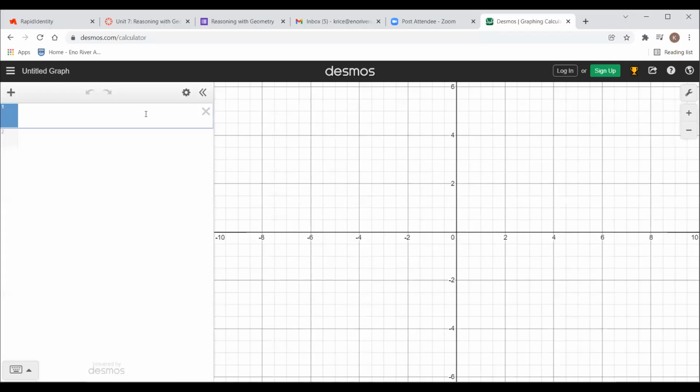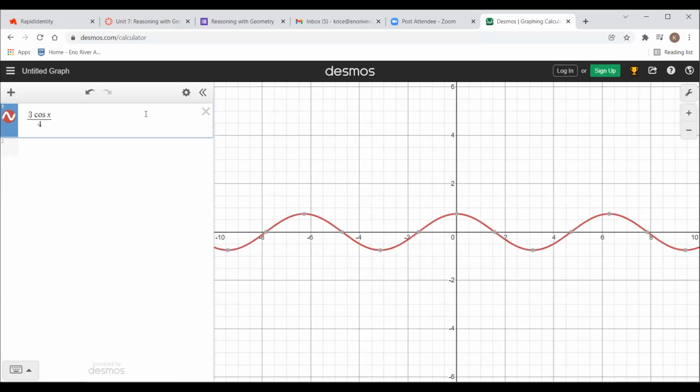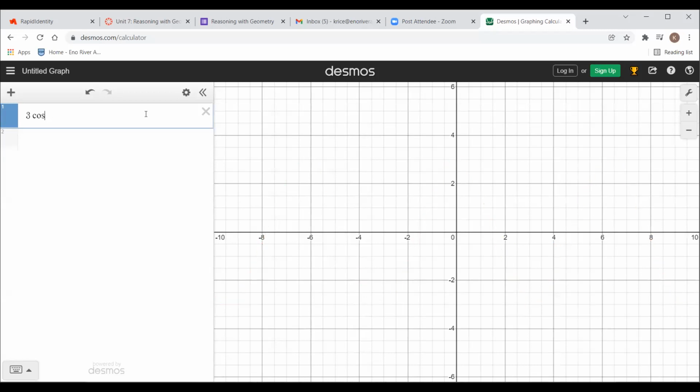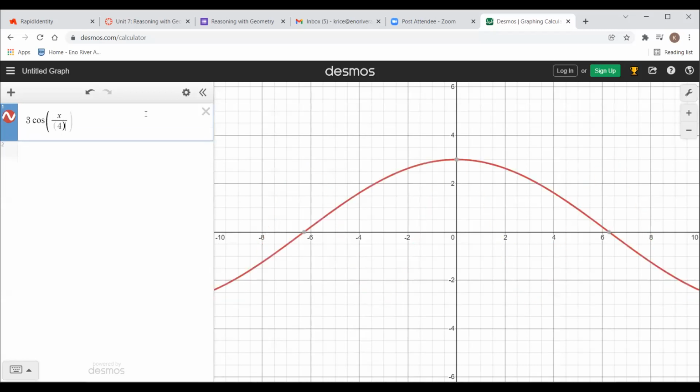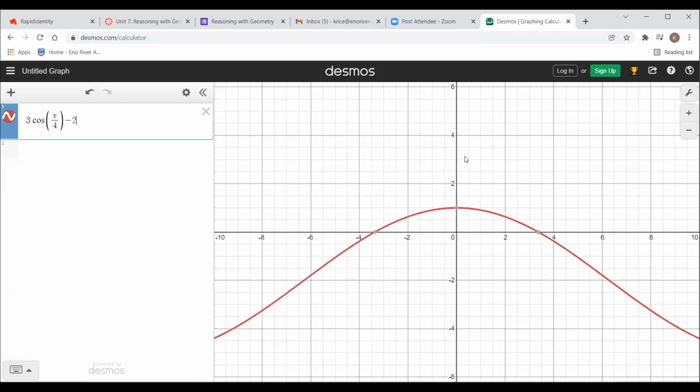So we got 3 cos. You just type the word cos, and then x divided by 4. You might have to type that in parentheses. X divided by 4, minus 2.